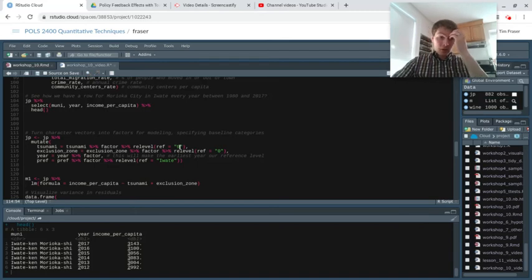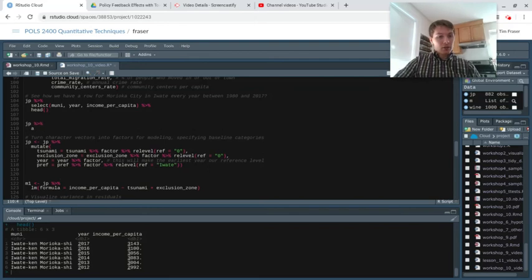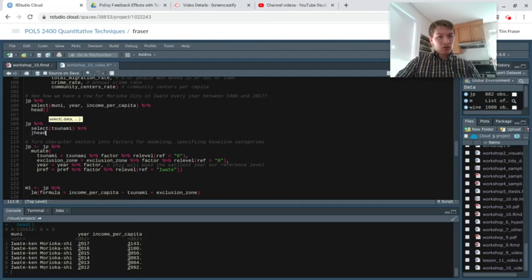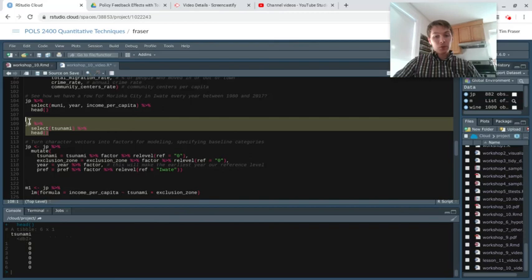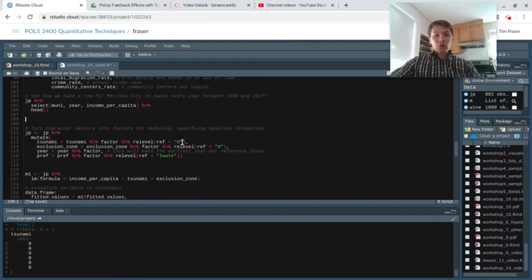Because the tsunami column, let's take a peek at what the tsunami column looks like. Yeah, the tsunami is all zeros and ones. So zeros means they weren't hit, 1 means they were hit. Great. So we want to say our baseline category is 0. Our baseline category for exclusion zone is 0. That means we assume by default that they weren't in the exclusion zone, and we care if they were. We want to see that effect.